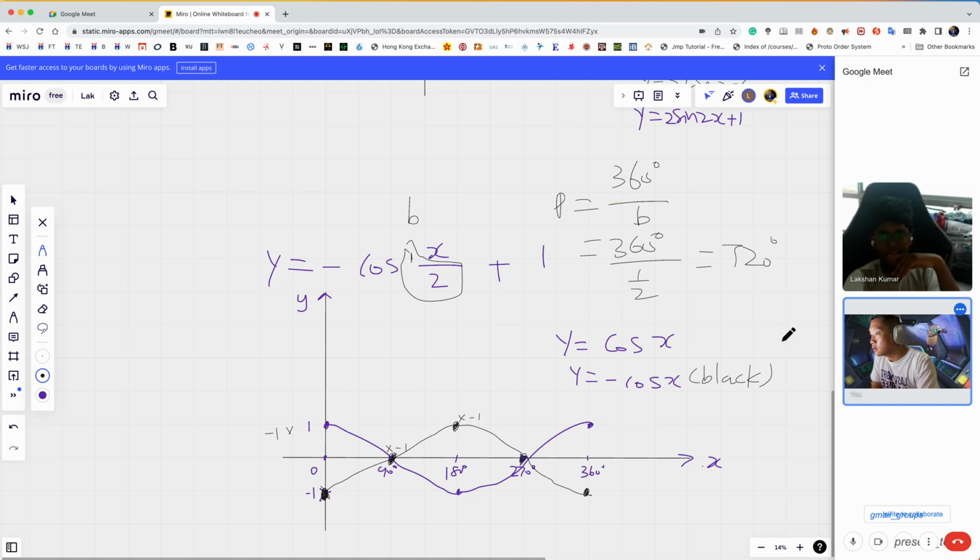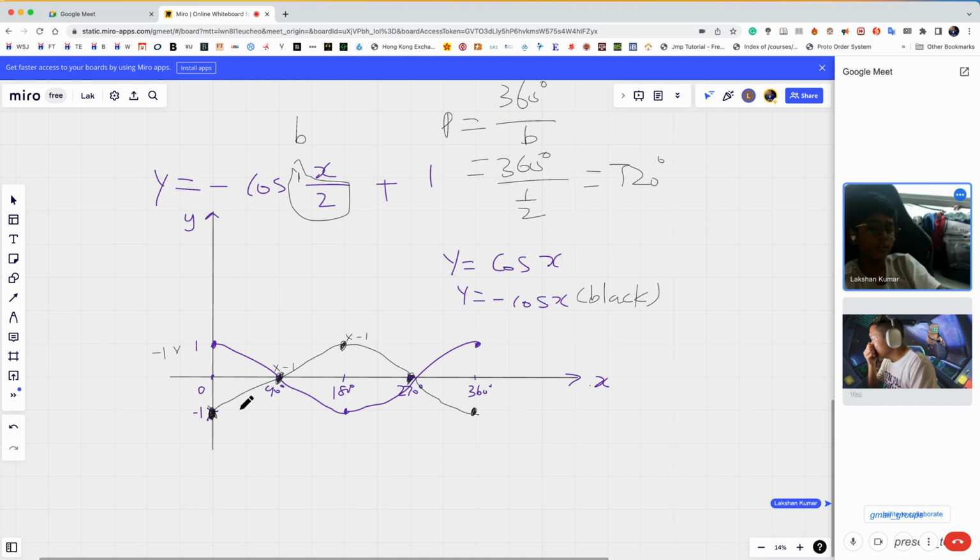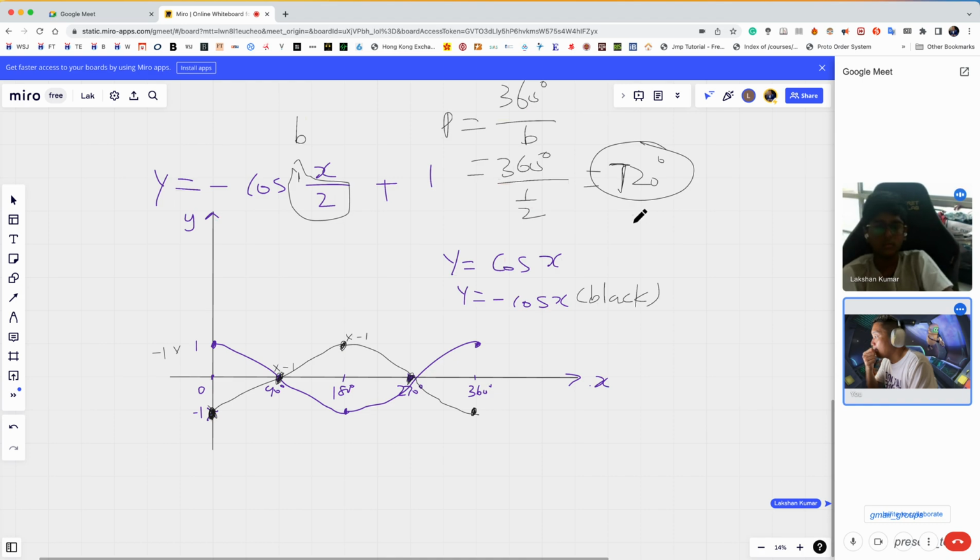So you need to stretch it. Just now we squeeze it, so now we need to stretch it. Because that means I need to see one cycle in 720. You understand me? So in a way, I need to stretch it. So how to stretch it?